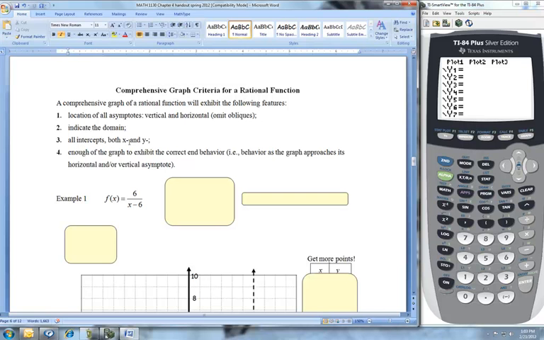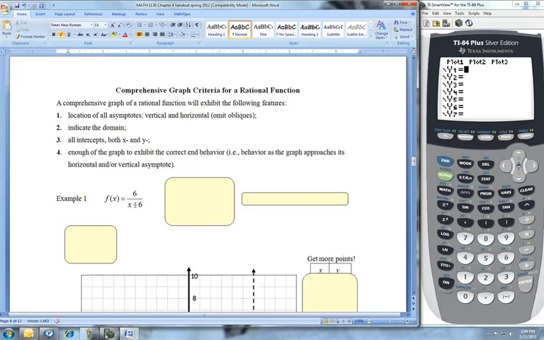Get our intercepts, both x and y, and enough of the graph to exhibit the correct end behavior. That is, the behavior as the graph approaches its horizontal and or vertical asymptote. And guys, like I said earlier, we looked at some. They're going to snuggle up to them. So I'd like a nice graph to show me what this curve looks like. So first thing we're going to do is find asymptotes.